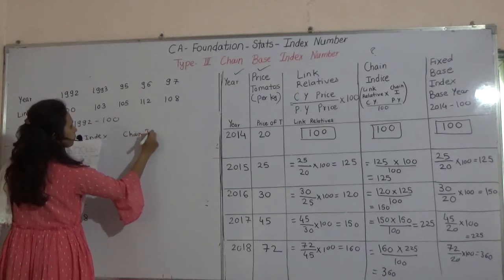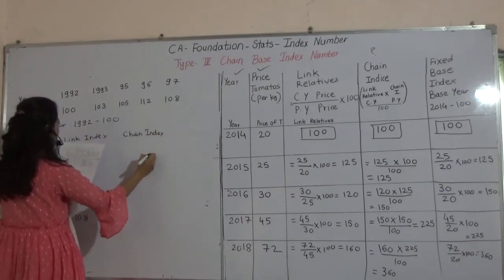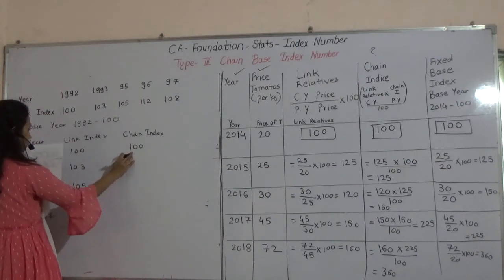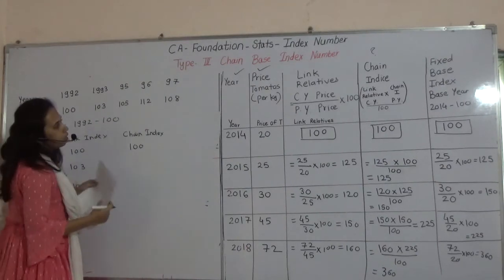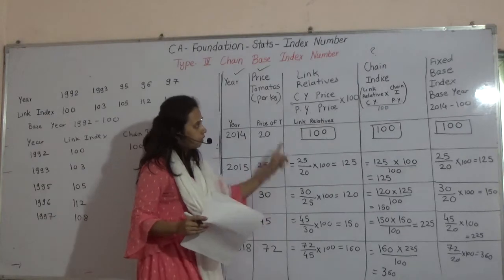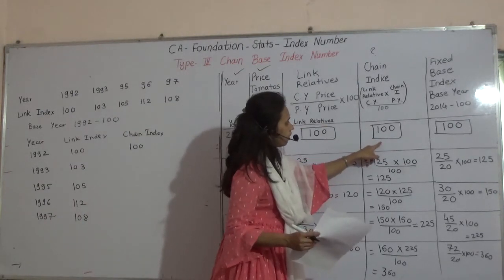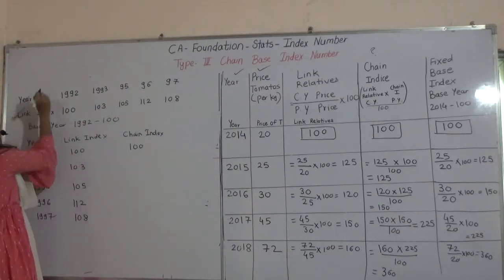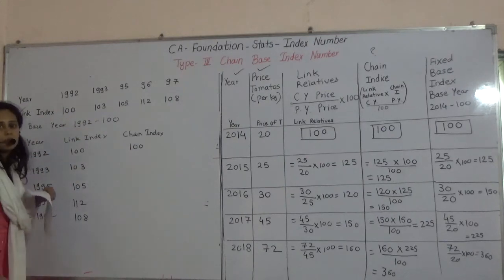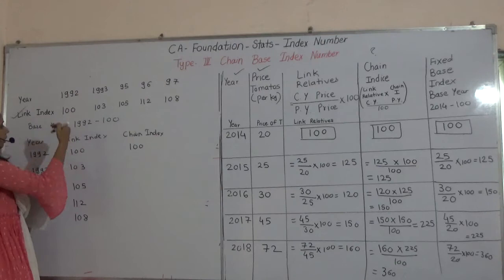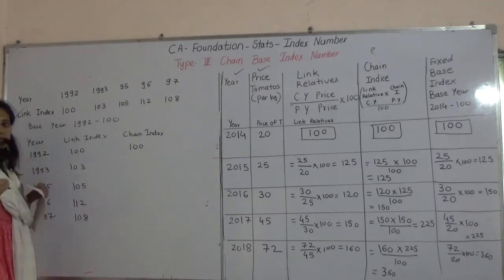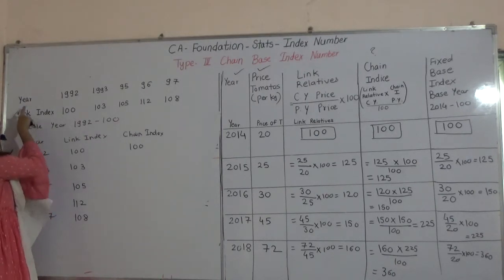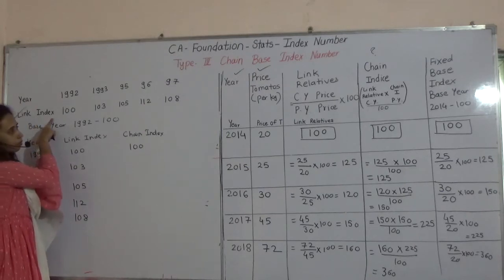Chain index. The chain index formula is, for the first year you have to put it as it is. Then for the next year, see, earlier we calculated link relatives and then we calculated chain index. But in this case, sometimes they directly give you the link index. Link index means they have given link relatives and they have directly asked you to calculate the chain index. The question is from your module. See, link index is already given.